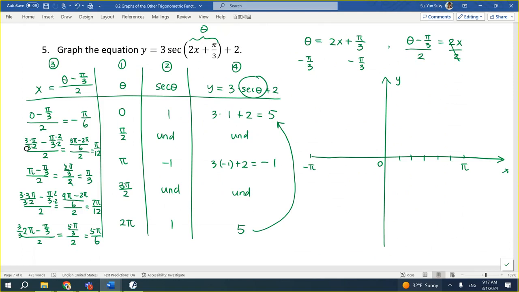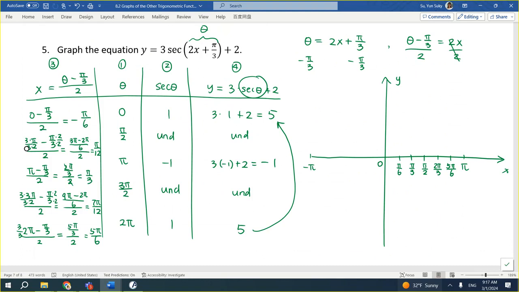Then the first one will be pi over 6. The second one will be pi over 3. Next one, pi over 2. Next one, 2 pi over 3. Next one, 5 pi over 6. Are you okay with that?